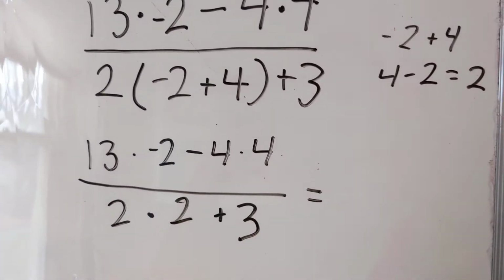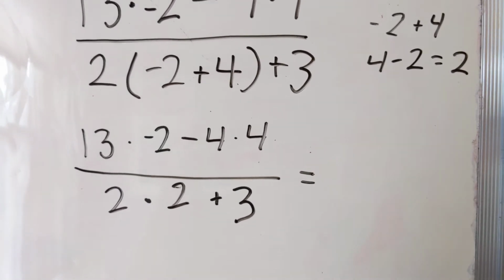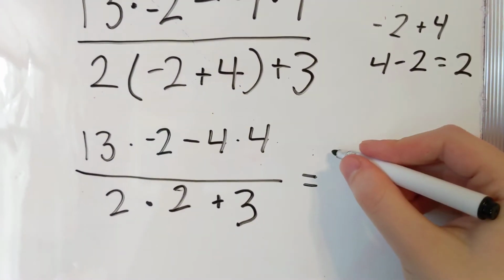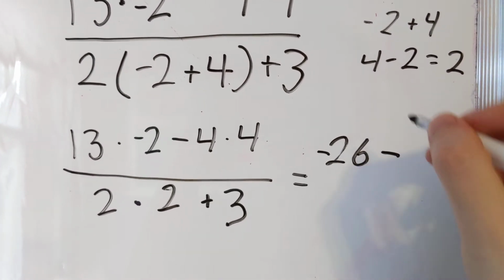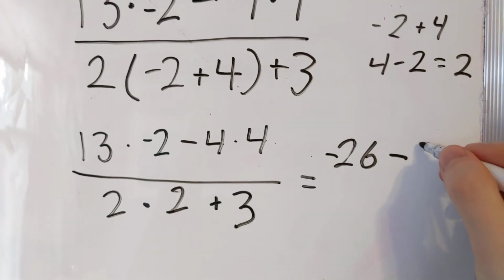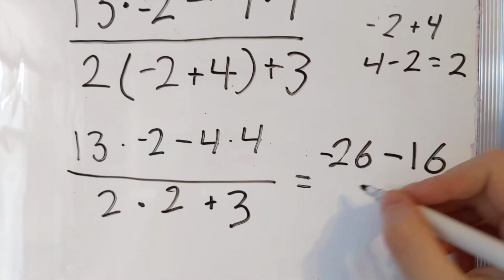So the first multiplication we see is 13 times -2. Now 13 times 2 is 26, which means 13 times -2 is -26. And then we have minus 4 times 4, and 4 times 4 is 16. So the numerator becomes -26 minus 16.